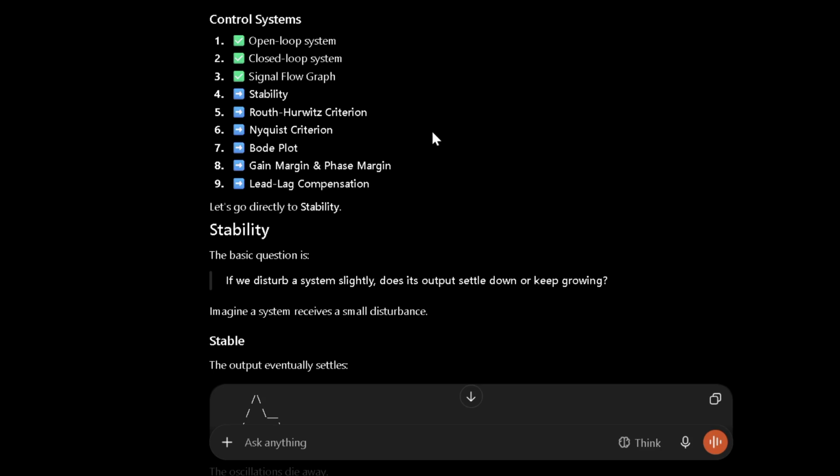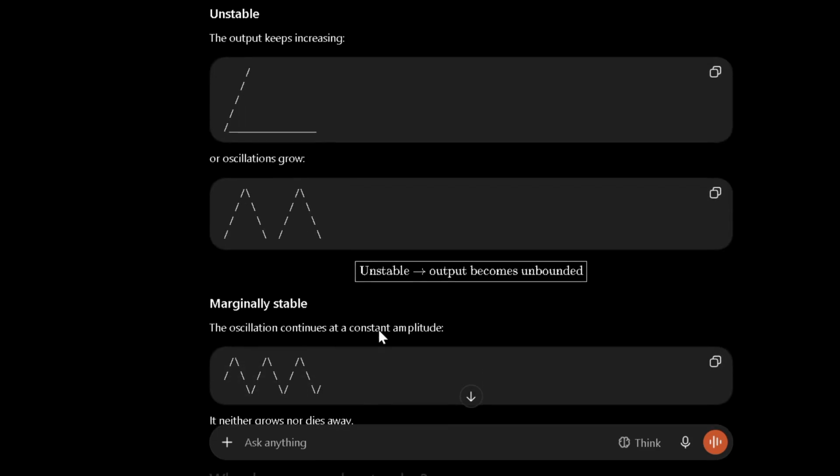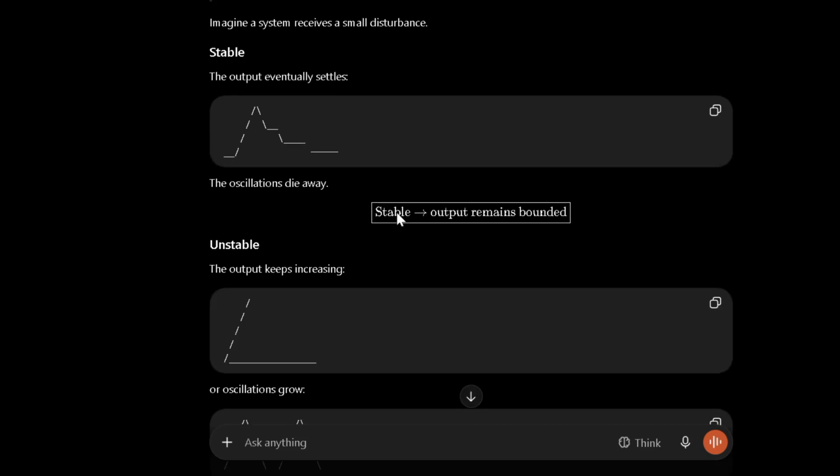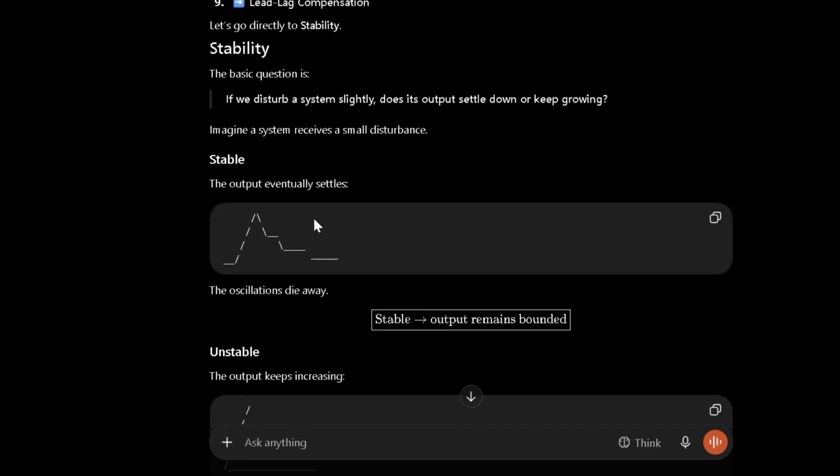Stability. The basic question is: if we disturb a system slightly, does its output settle down or keep growing? So it should settle down, right? It shouldn't keep growing. Imagine a system receives a small disturbance. Stable: the output eventually settles, the oscillations die away and the output remains bounded.